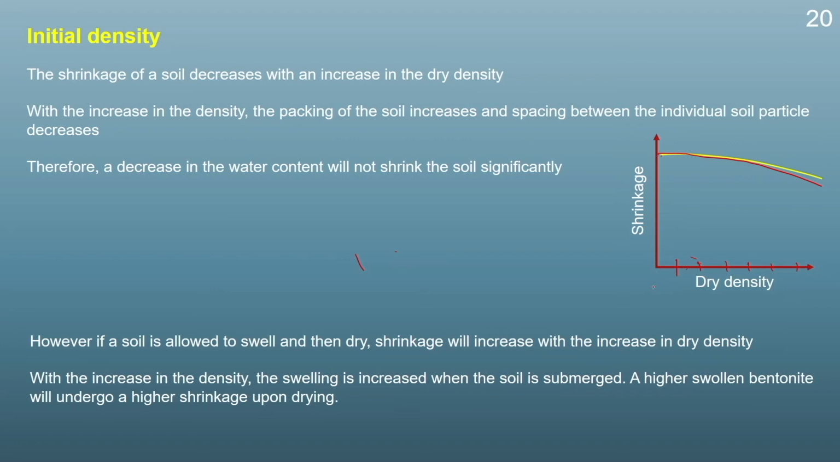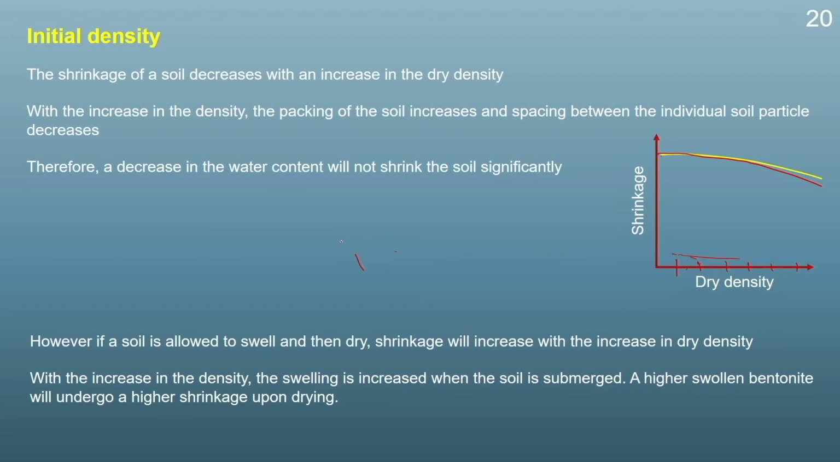But if we take a soil sample and if we allow the soil sample to swell and then dry, then the shrinkage behavior of this soil will be different, because we know that the dry density controls the swelling behavior. With an increase in the dry density, the swelling of the soil will increase. As the swelling of the soil increases, the shrinkage of the soil will also increase. Therefore, depending on its initial condition, the variation of the shrinkage with the dry density will be different.